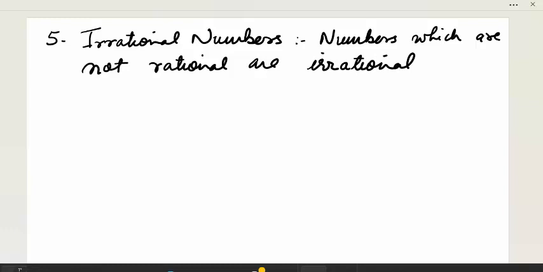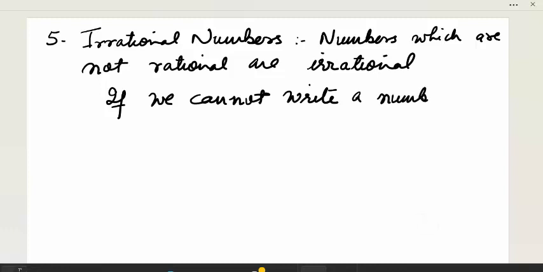Now, what does that mean? You said rational numbers are of the type a by b, that is, numbers which can be written as a fraction. So, if we cannot write a number as a fraction, it is irrational.